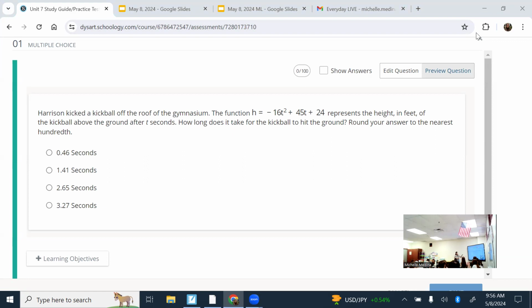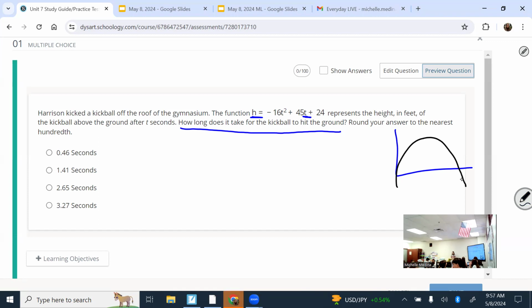But anyway, if I want to know when the kickball will hit the ground, and there are 2 variables, we have height and time. What do I need to plug in and where do I need to plug it in? Find when the kickball hits the ground. Okay, it will be one of the x-intercepts. There will be 2 because usually there's 2, but we want to know the one after it's already been hit.